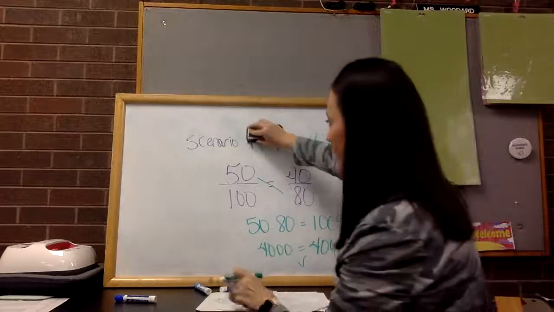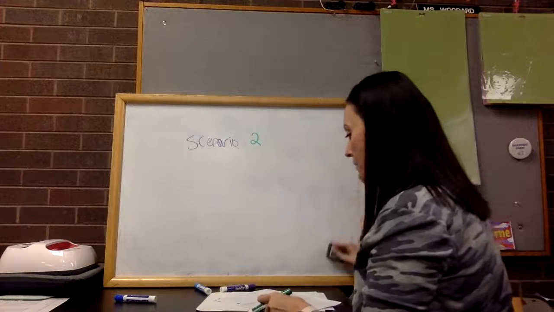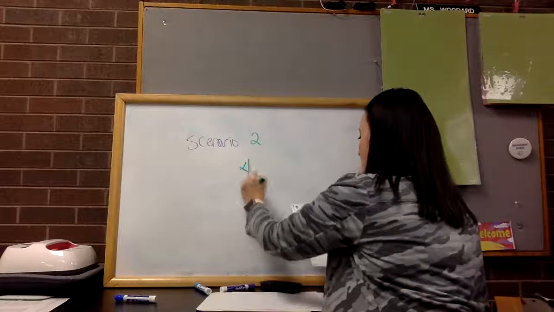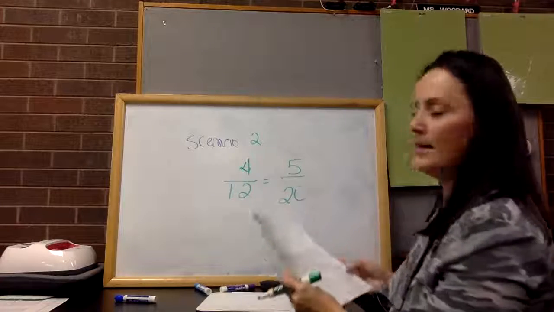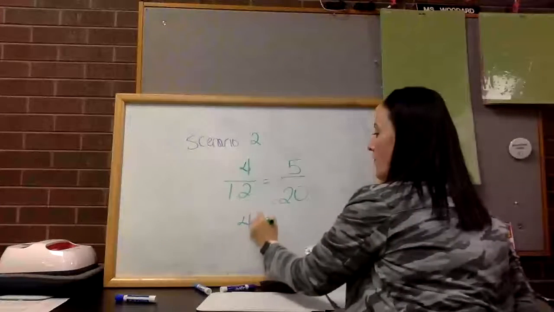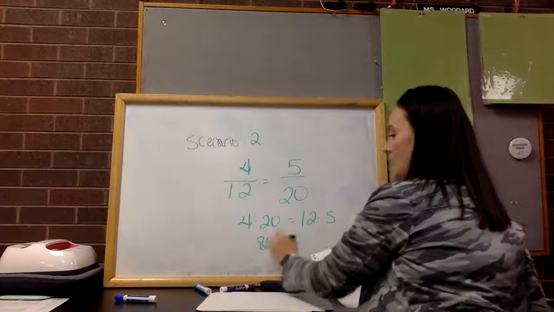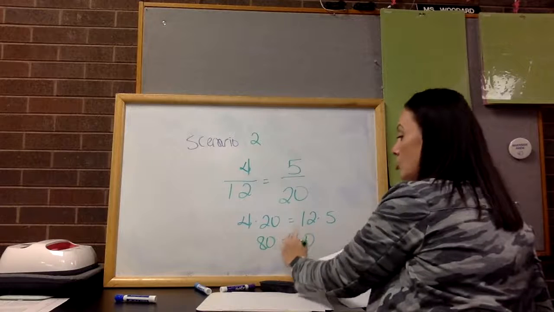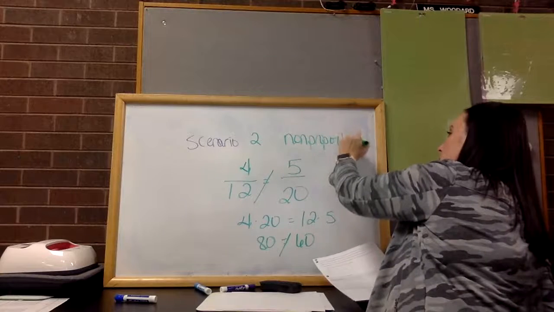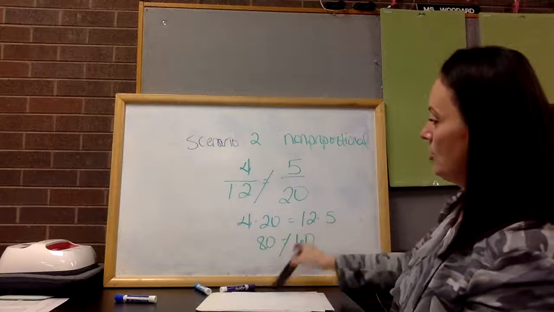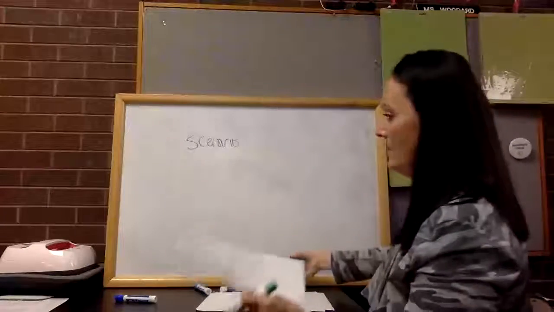So scenario 1 should go in proportional. Scenario 2 says Johanna drove 4 kilometers in 12 hours. She drove 5 kilometers in 20 hours at the same rate. Are these proportional? You're going to take 4 times 20 and see if that equals 12 times 5. 4 times 2 is 8. Add that 0, and 12 times 5 is 60. These do not equal each other, so this one is non-proportional. It is non-proportional because they do not equal each other when you cross multiply. So scenario 2 should go in the non-proportional column.